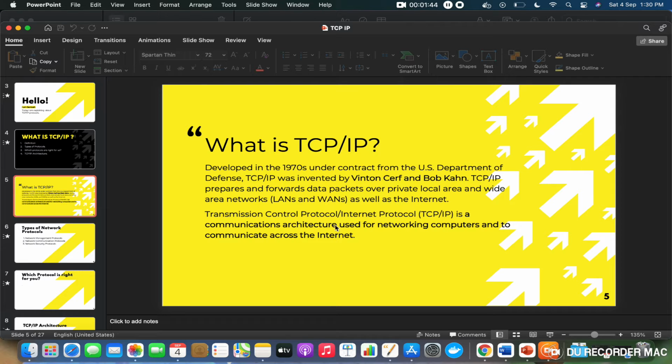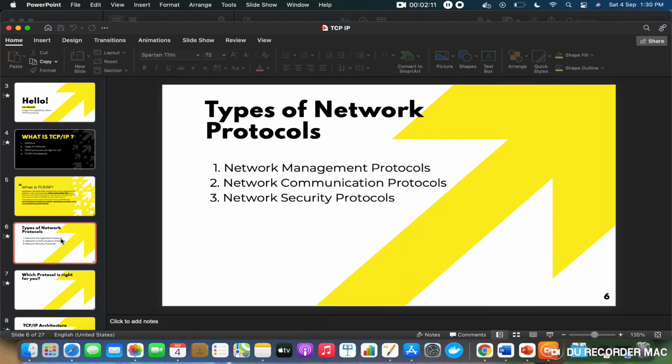The basic definition of TCP/IP is that it's a communication architecture used for networking computers and communicating across the internet. TCP/IP is a layered server architecture system in which each layer is defined according to the specific function to perform. There are four layers available in the TCP/IP. They are application layer, transport layer, internet layer, and network interface.